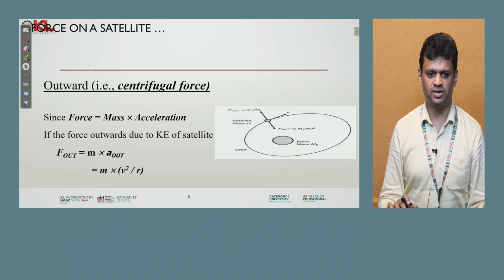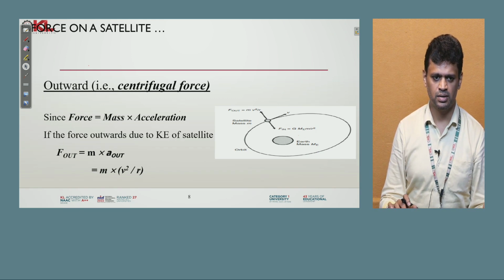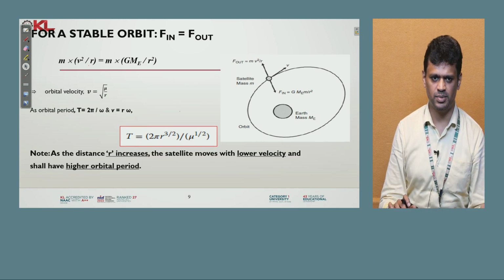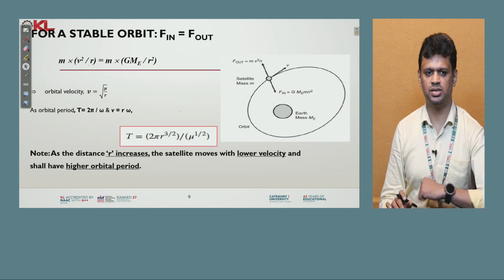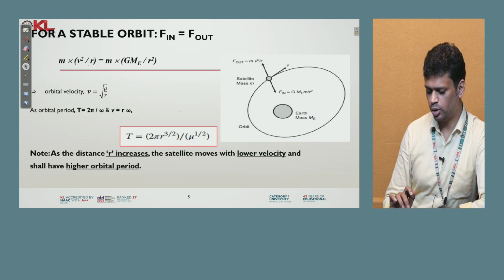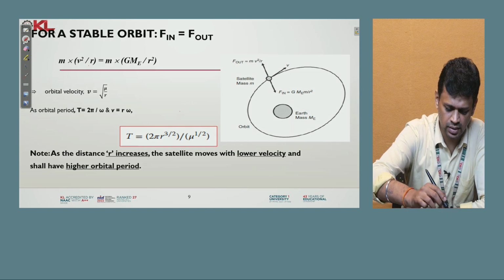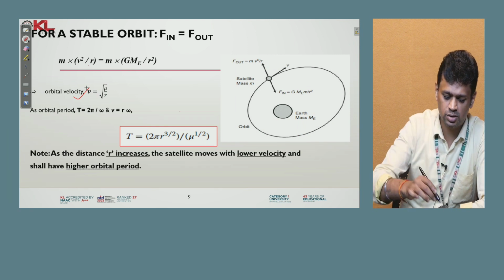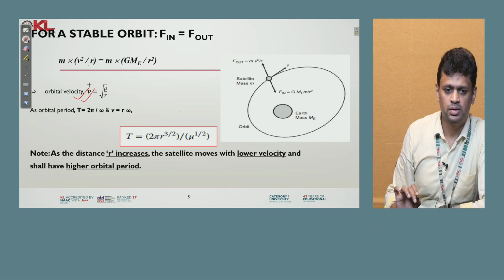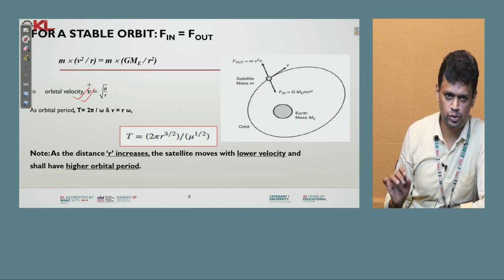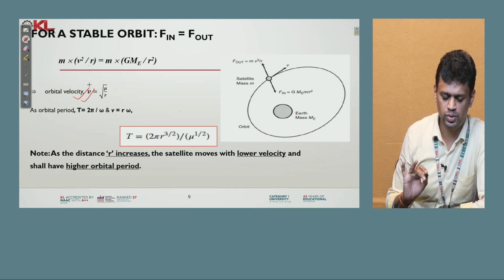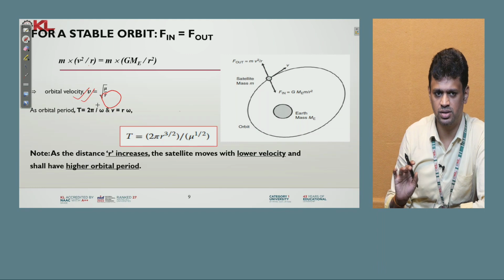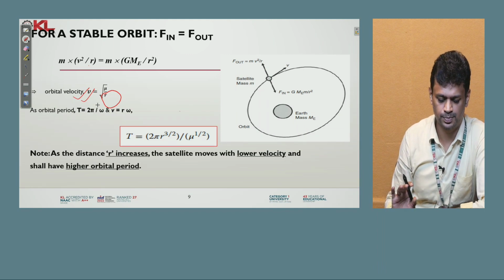So here acceleration again is being used as v square by r. Now if we equate m v square upon r is equal to m G Me upon r square, we get orbital velocity v is equal to square root of nu upon r. Now this is a very important equation, where we learn that the orbital velocity does not depend on the satellite mass. It does not depend on the earth mass either, because nu is constant, nu is G into Me. So orbital velocity only depends on the distance of the satellite from the earth's surface.